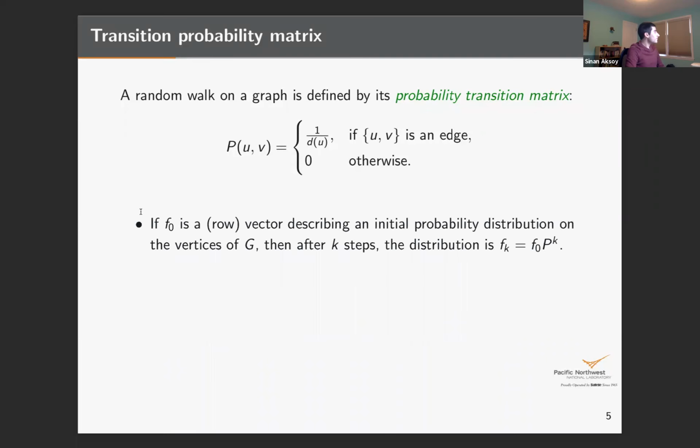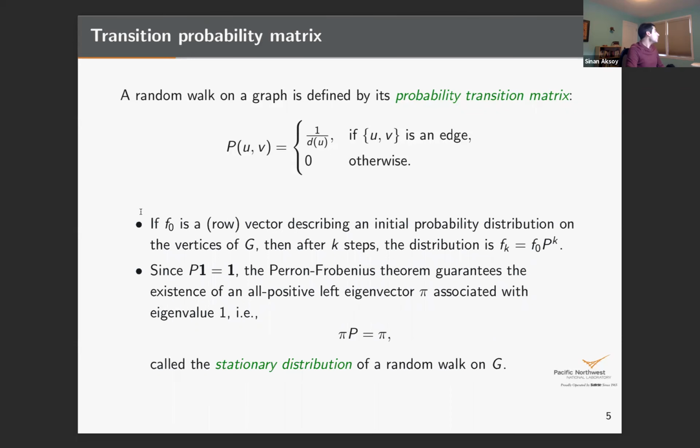So it's not hard to see that if f naught is some initial, let's say, row vector describing an initial probability distribution over the vertices of my graph, then after k steps, the distribution is just given by f naught times P to the k. And notice that this is a row stochastic matrix and that the all ones vector is a right eigenvector associated with eigenvalue 1. So we can apply the Perron-Frobenius theorem because we assume the graph is connected, which guarantees the existence of an all positive left eigenvector that I'm going to call pi, such that pi P equals pi. And when we scale this so that its entries sum to 1, we call it the stationary distribution of a random walk on the graph.